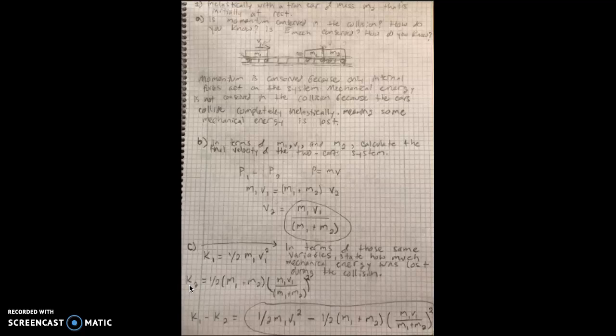And then if I want to find how much mechanical energy was lost in the collision, I'm going to do the initial mechanical energy minus the final mechanical energy, and that will give me the amount of mechanical energy lost during the collision. So I subtract those here, and that's the answer to part C.